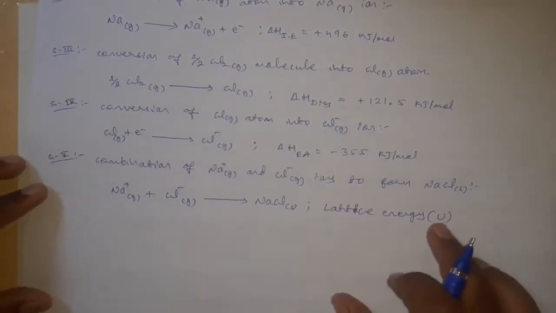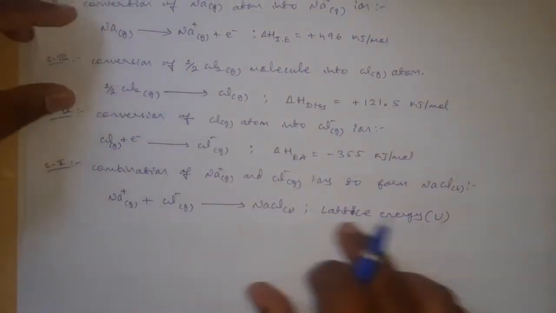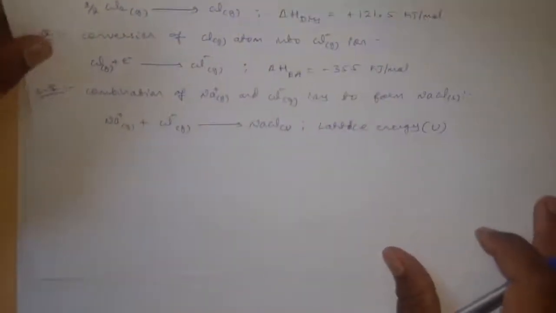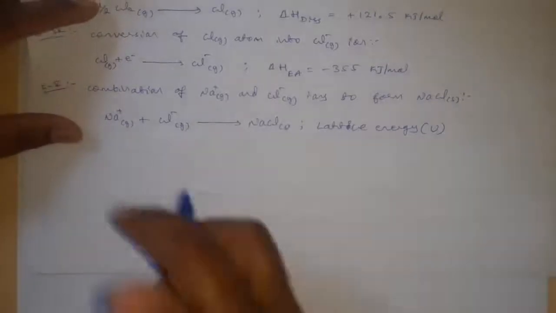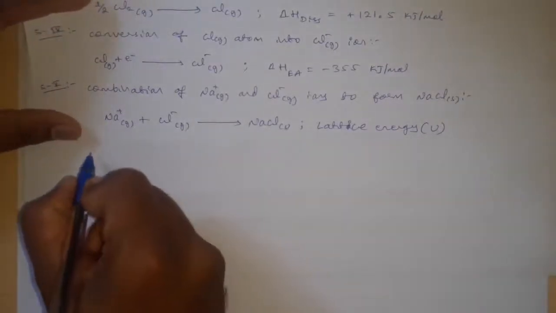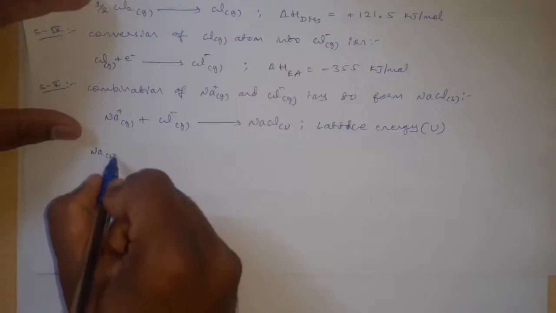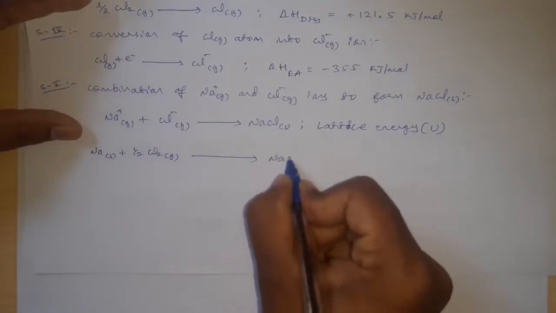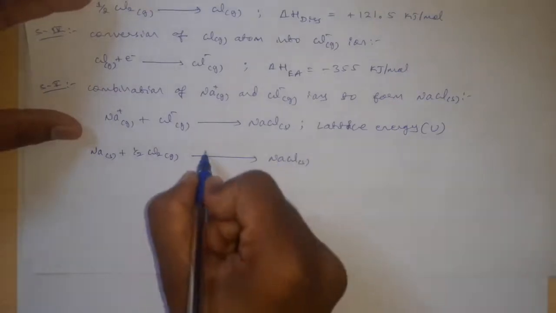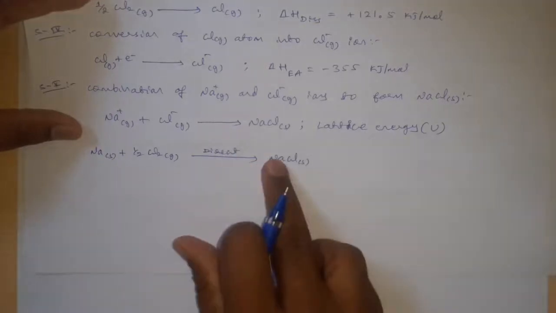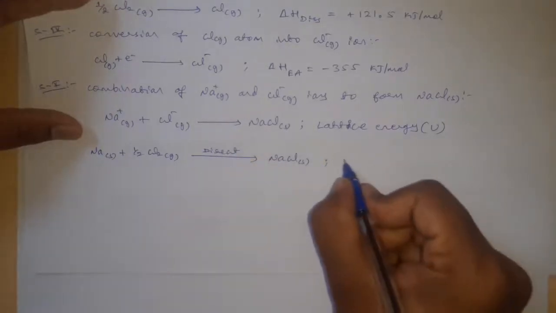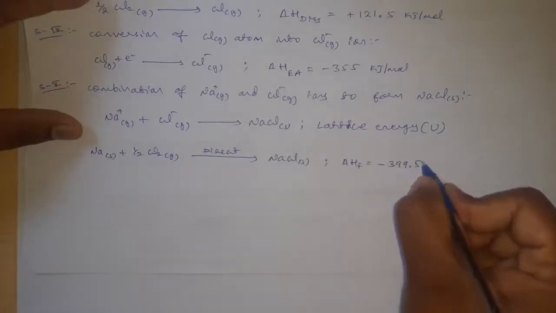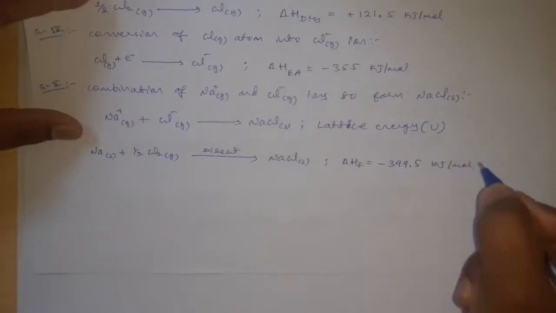Now we have to calculate this lattice energy using all these steps, and for this Born and Haber developed a cyclic process, which I can write here. First, solid sodium combines with chlorine gas to form solid sodium chloride, correct? This is the direct method, and the energy change is the enthalpy of formation, which is negative, 399.5 kilojoule per mole.